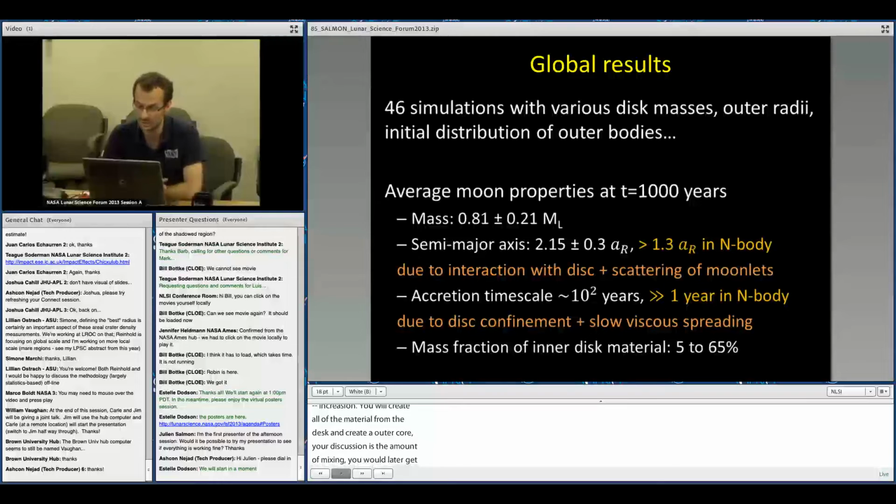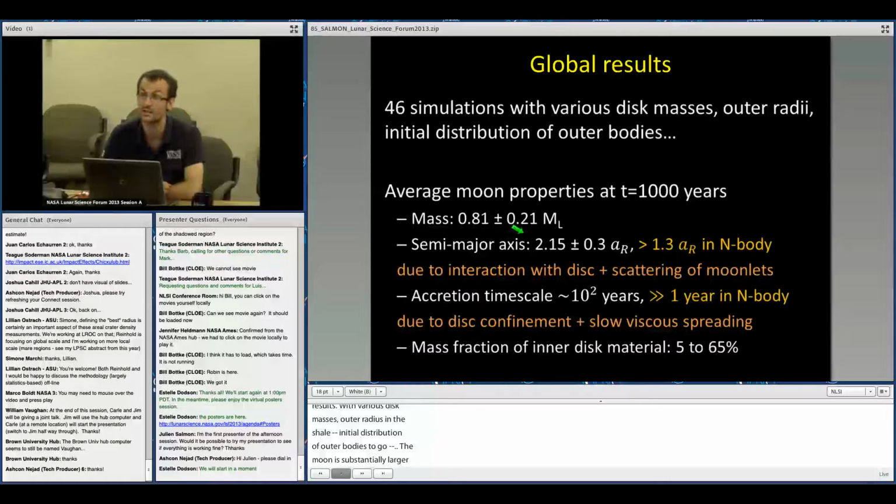So just a few statistics, the global results. We performed about 50 simulations with various disk masses, outer radii, initial distribution of mass, etc. And the average properties of the moon after 1,000 years were, first of all, we successfully reproduced a lunar mass object. The semi-major axis of the moon is substantially larger than what was found in pure N-body simulation.